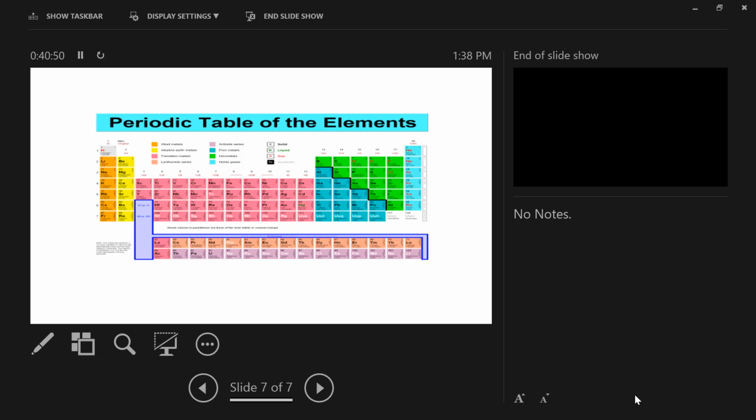Everything to the left of this, but still over here, is a poor metal or a metalloid. And again, we don't call it a poor metal because we feel sorry for it. We just literally mean it's a poor metal.